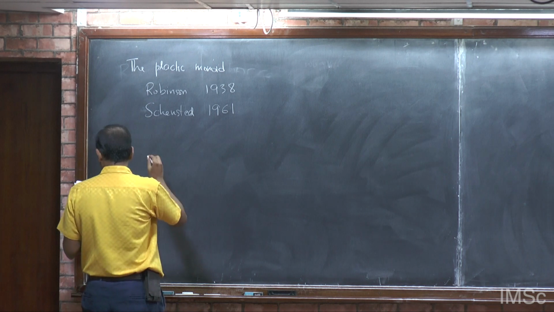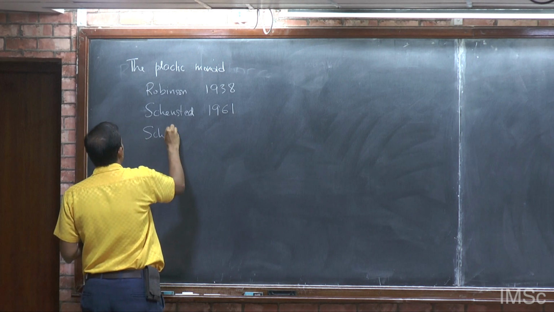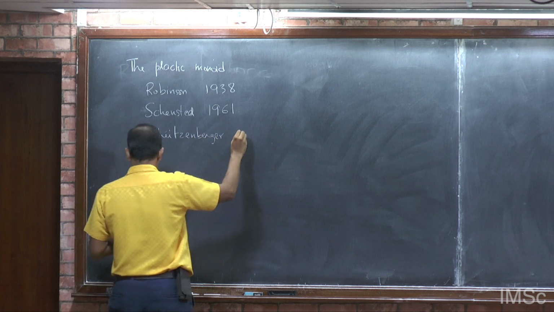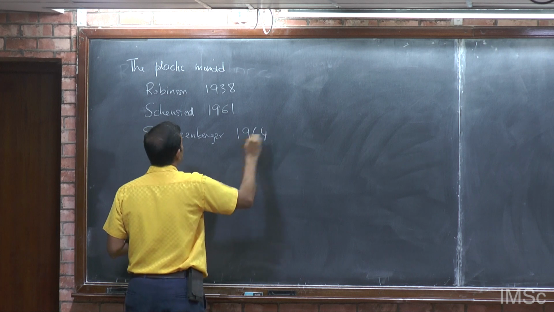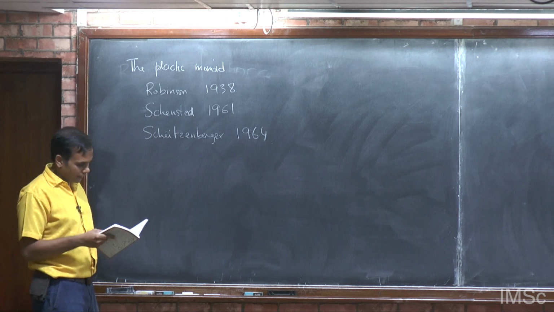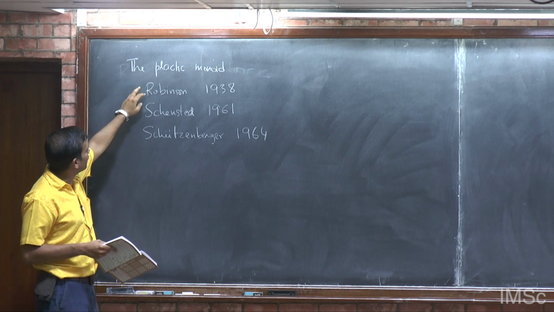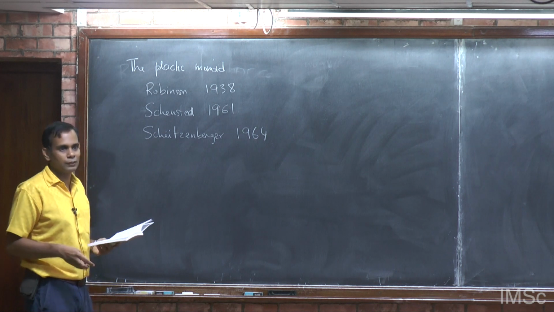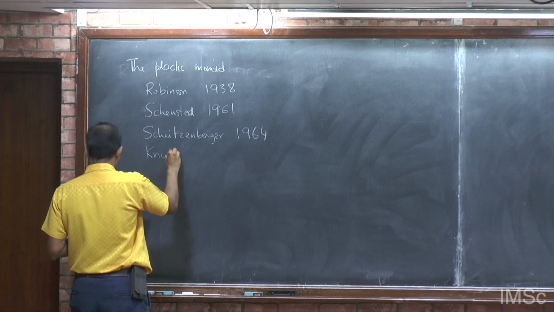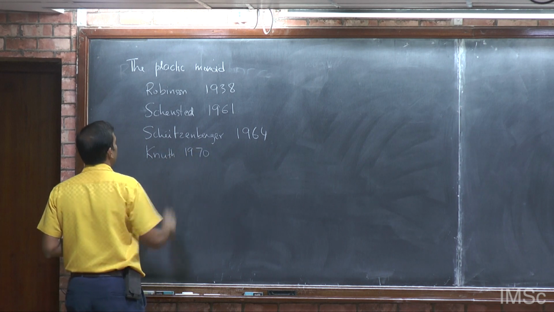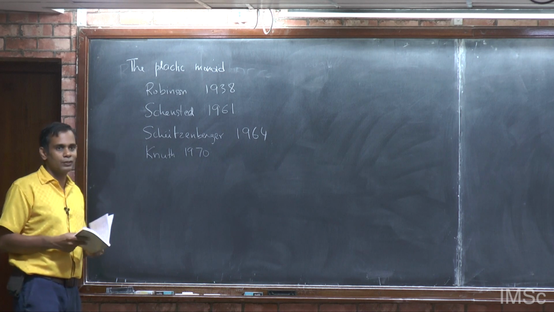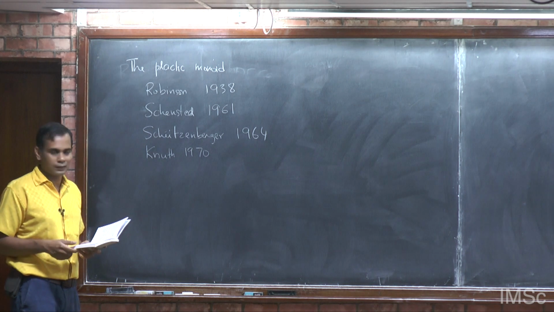And then Schützenberger (1964). In this paper, he introduces the plactic monoid and jeu de taquin, and actually kind of completes Robinson's proof of the Littlewood-Richardson rule. And there is also a paper by Knuth in 1970, where he generalizes this Robinson-Schensted correspondence to what is now known as the Robinson-Schensted-Knuth correspondence.